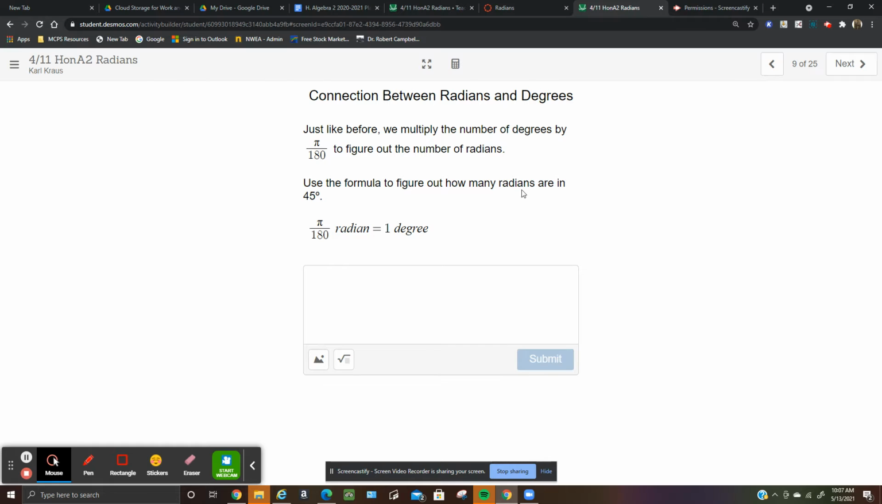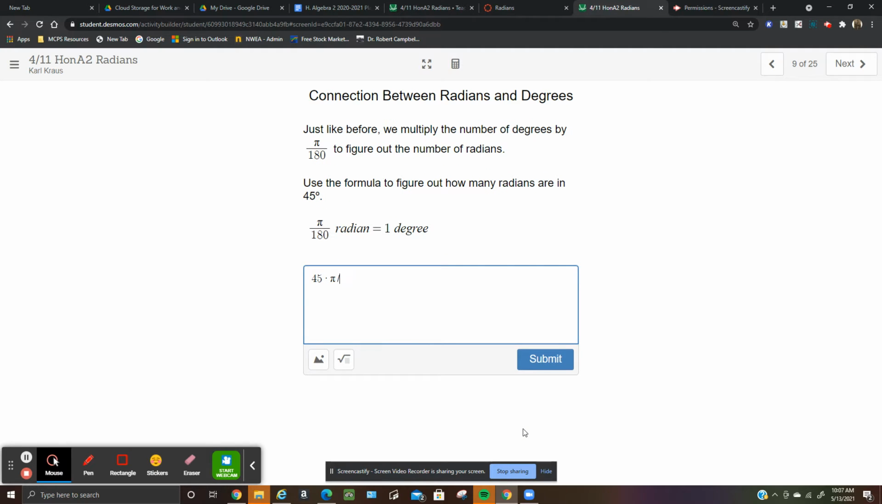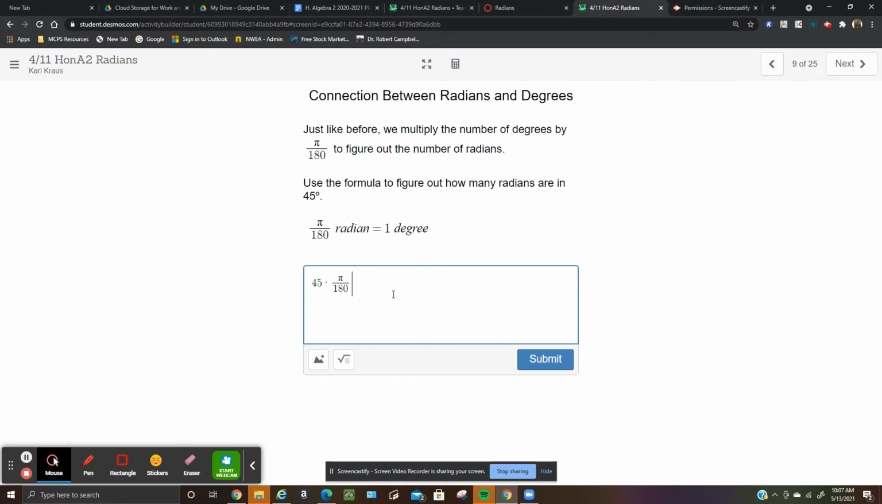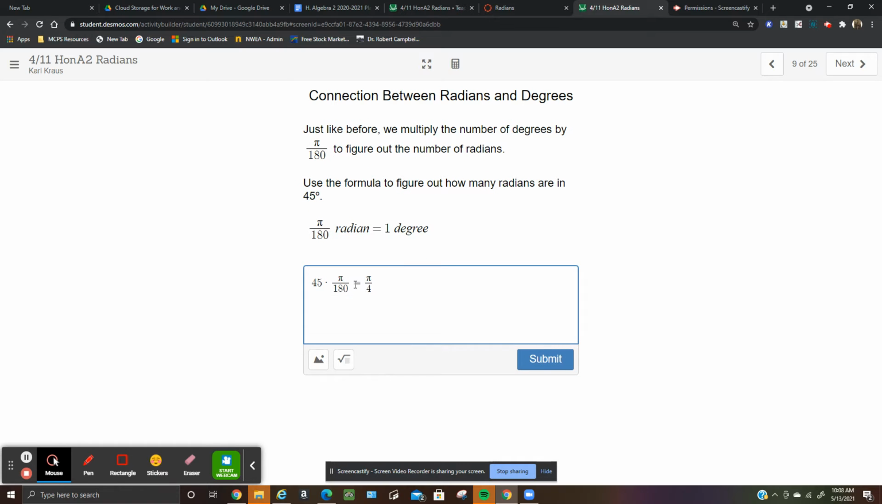So we use the formula to figure out how many radians are in 45 degrees. So it'll be 45 times pi over 180. And then just simplify 45 over 180. So 45 divides 45 once. So you have pi in the numerator and 4 in the denominator. So 45 degrees simplified would be pi over 4.